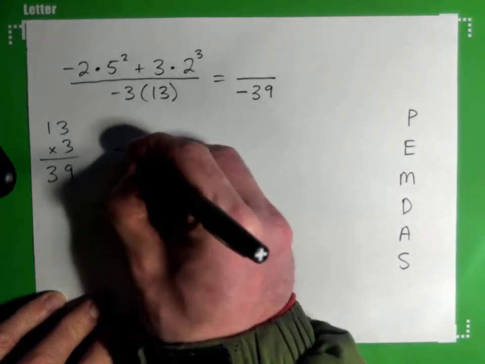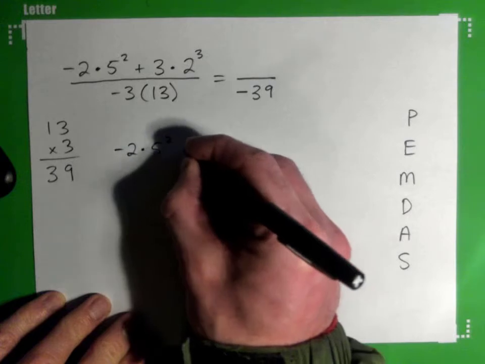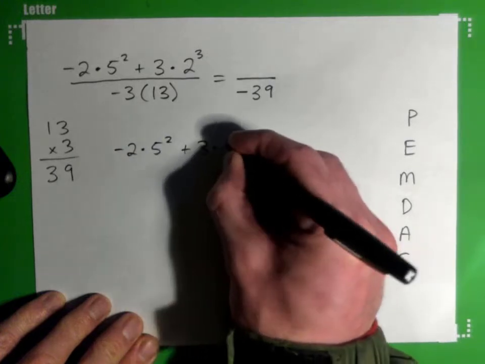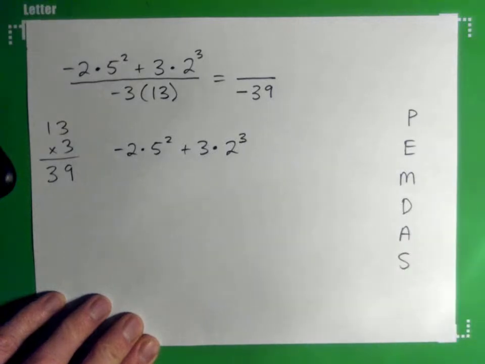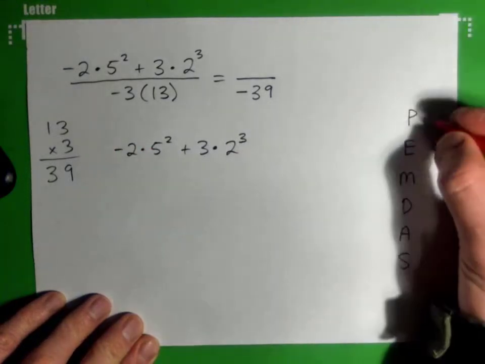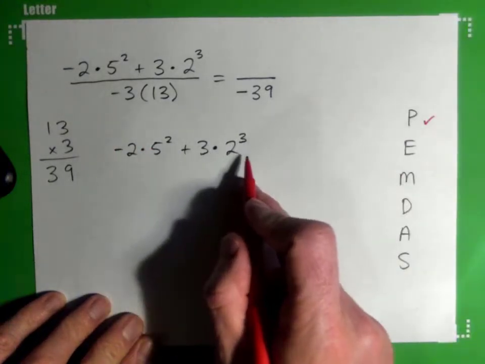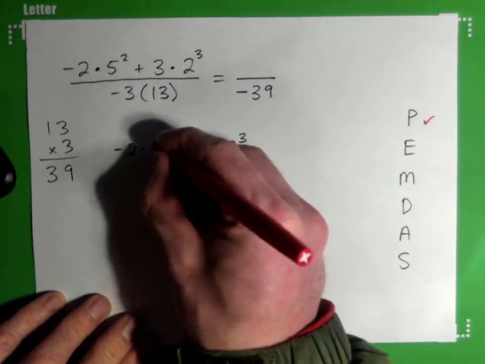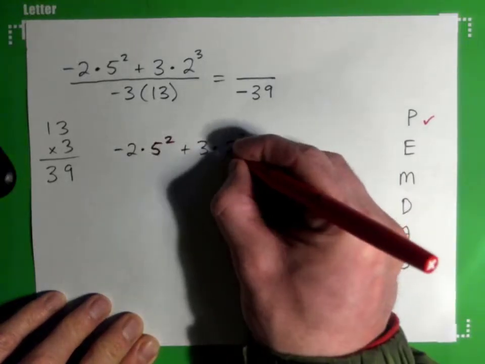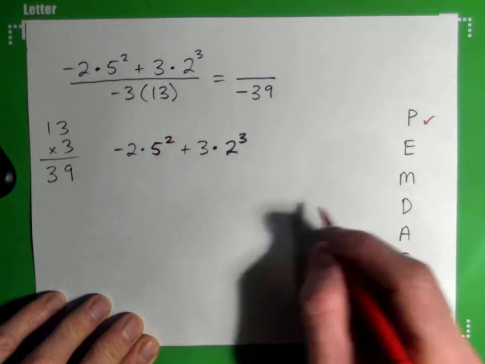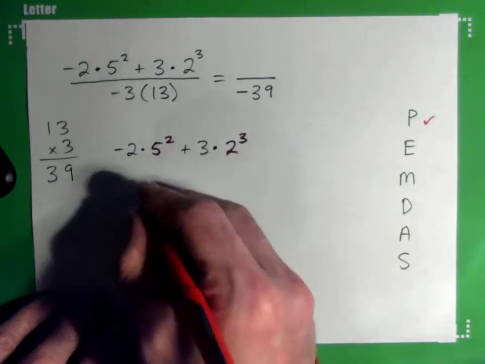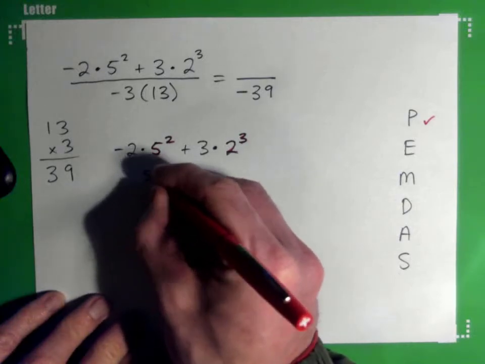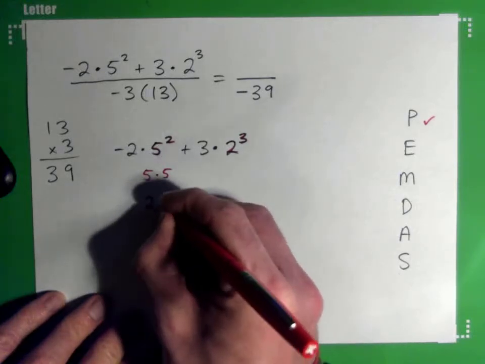And the top, negative 2 times 5 squared plus 3 times 2 cubed. We need to do the order of operations. There are no parentheses, so we're fine there. We do have exponents. We've got a 5 squared. We also have a 2 cubed. So let's figure out the exponents next. What does 5 squared make? 25. Yeah, 5 times 5, 25.